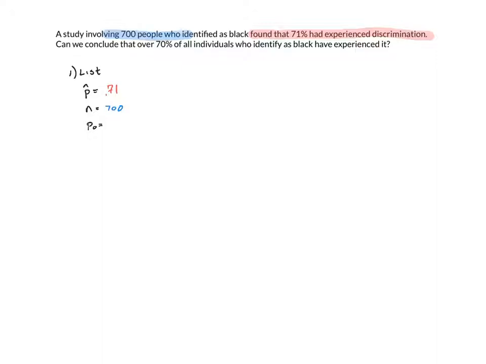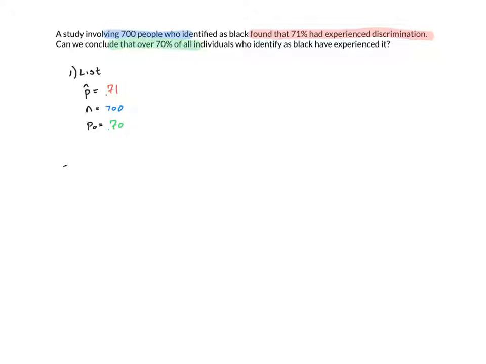And then finally, I need to find what p naught is. P naught's my comparison value. That is, okay, 71% of my sample found this. What am I trying to prove? Well, I'm trying to prove that over 70%. So 70% will be my p naught.